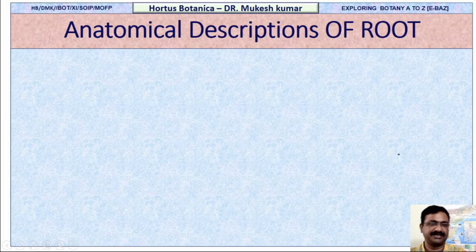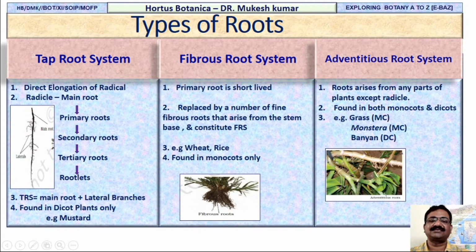Fine. Now come. Let's study about the types of root. Very interesting. Right now, so we have 3 types of root. See, first we have, yes, it is taproot. Second we have fibrous root, and third we have adventitious root. So we have 3 types of root, right?